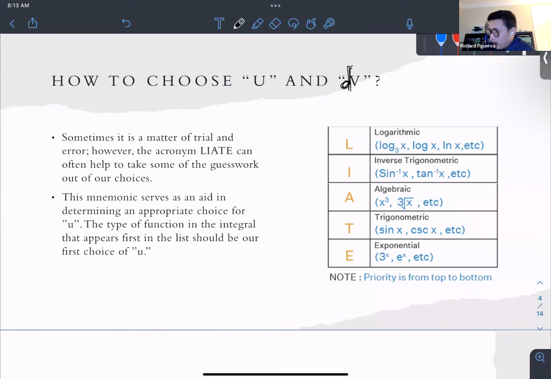What do I mean by that? Let's say, for example, the integral of ln x dx. There are two functions involved here: ln x, which is one function, and the other is just the dx. Since ln x is logarithmic, which is L, it comes first. Therefore, our u would be ln x, and the other part, dv, will be dx.